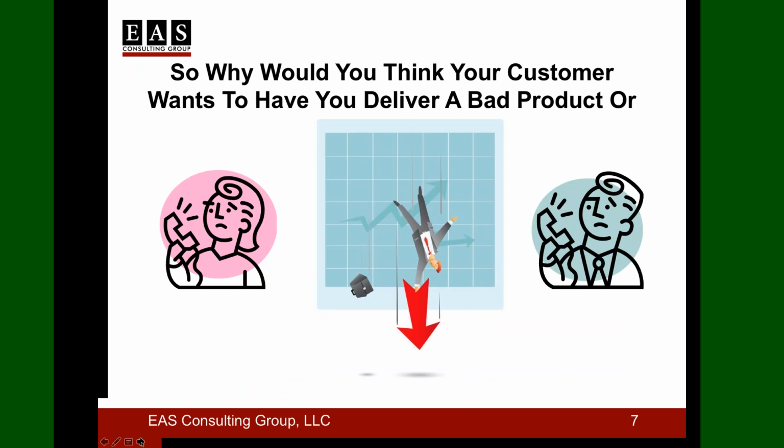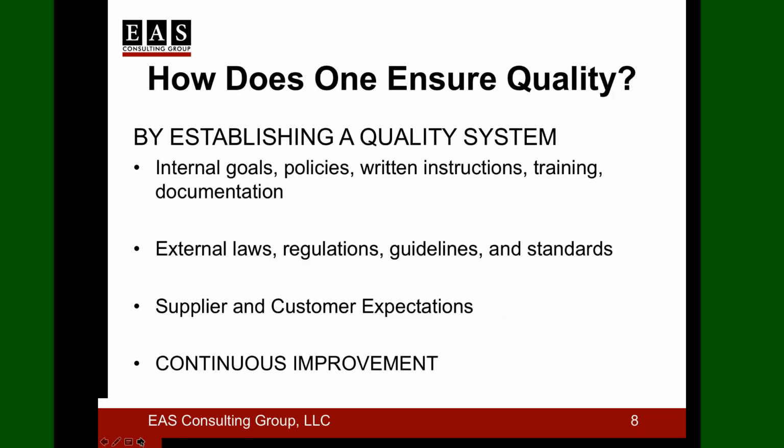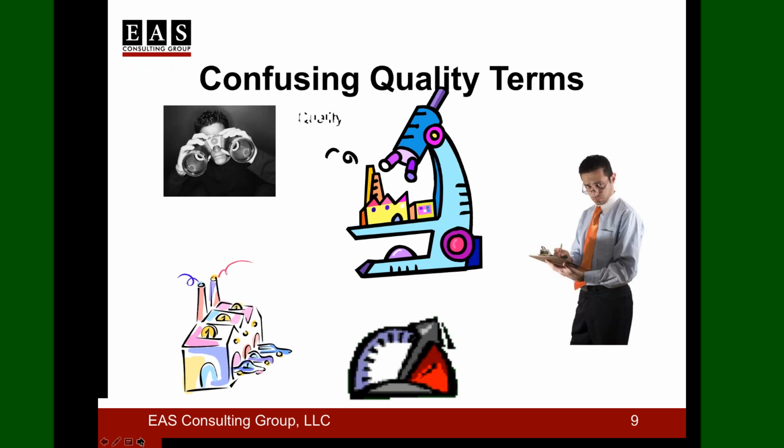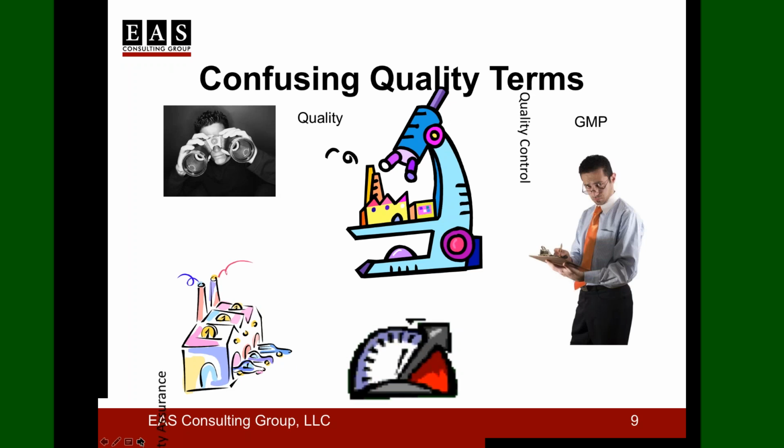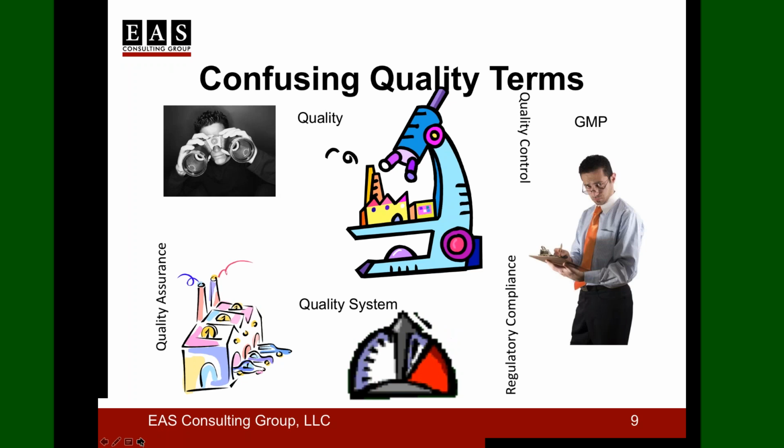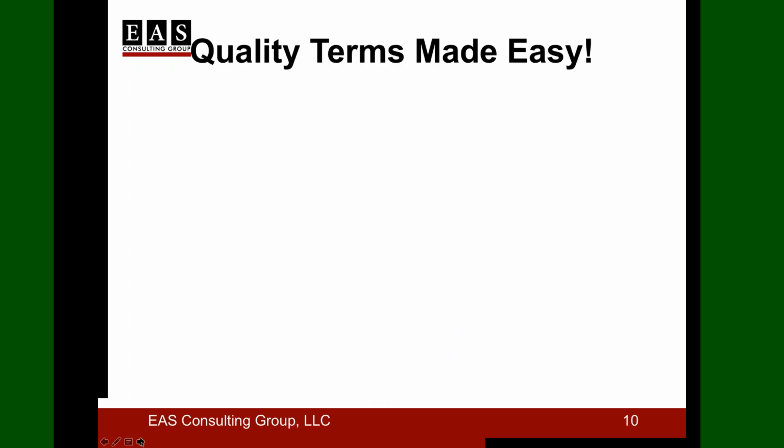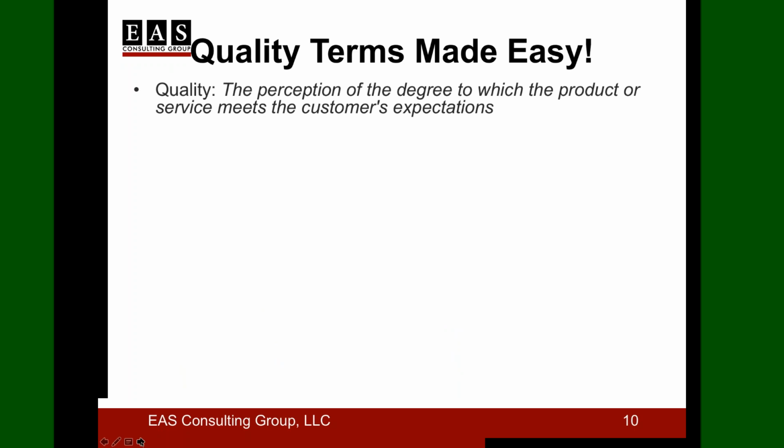So basically, when you think about products and services, you also have to have the customer in mind. Again, a quality system is basically the internal goals, policies, with instructions, training, documentation, external and internal requirements, supplier and customer expectations, promise, and continuous improvement. I'm just mentioning a couple terms here: quality control, GMPs, quality assurance, quality systems, regulatory compliance. I'm going to cover those very briefly.